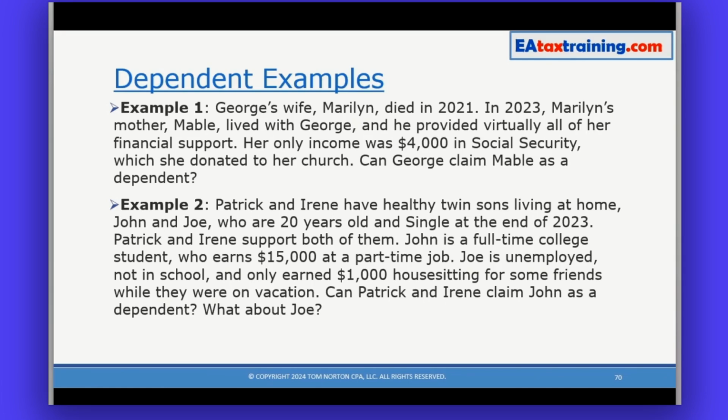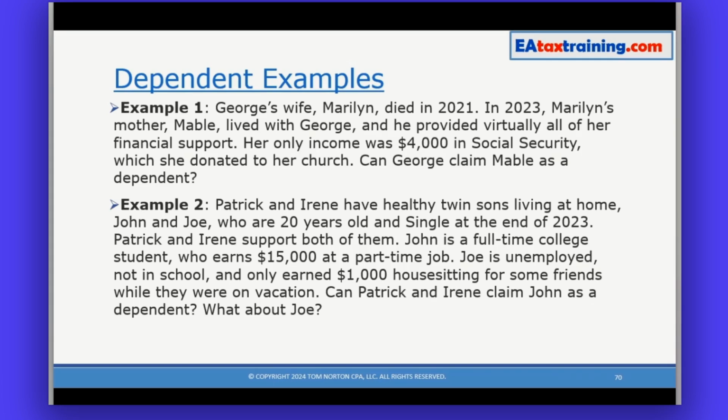Example 2, Patrick and Irene have healthy twin sons living at home, John and Joe. They're 20 years old. They're single. Patrick and Irene support them. John's a full-time college student. He earns $15,000 at a part-time job. Joe is unemployed. He's not in school. He only earned $1,000 house sitting for some friends while they were on vacation. Maybe Patrick and Irene need to have a sit-down talk with Joe about what he's going to do with his life. But in any case, it is what it is.